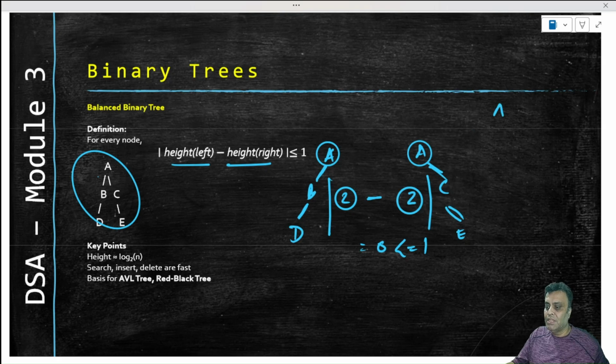But if we have something like this, let us try to make an unbalanced binary tree. So if we have C and we have D, and then we have let's say E. Let me remove this.